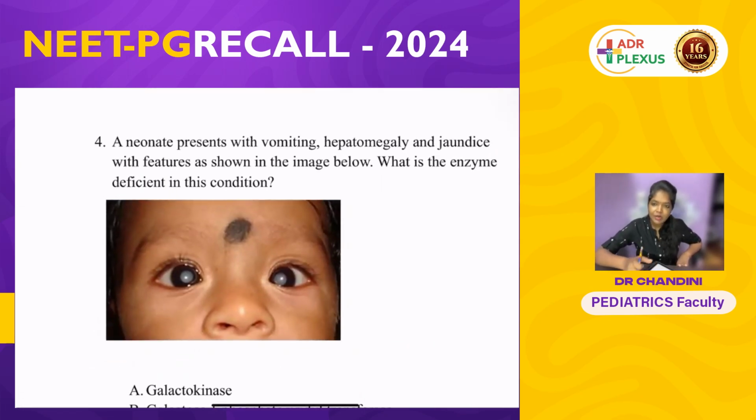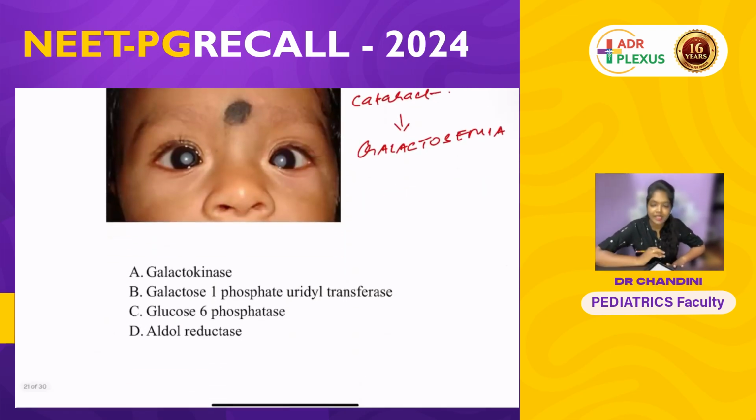Fourth question, a multiple-times repeated question. A neonate presents with vomiting, hepatomegaly, jaundice, with features as shown in the image below. What is the enzyme deficient? What is the feature? This is leukocoria, where you see congenital cataract. So a neonate with vomiting, hepatomegaly, jaundice, cataract, you will think of one important condition called galactosemia.